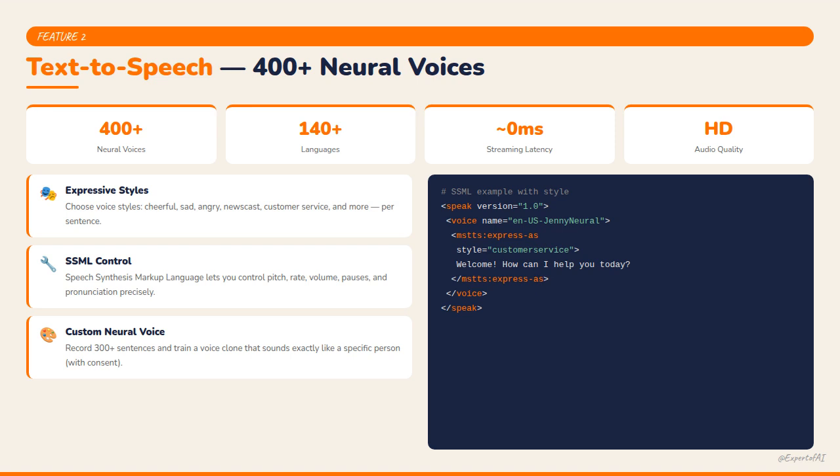And if you need a specific person's voice, custom neural voice lets you record 300 or more sentences and train a voice clone, with the person's consent, of course.